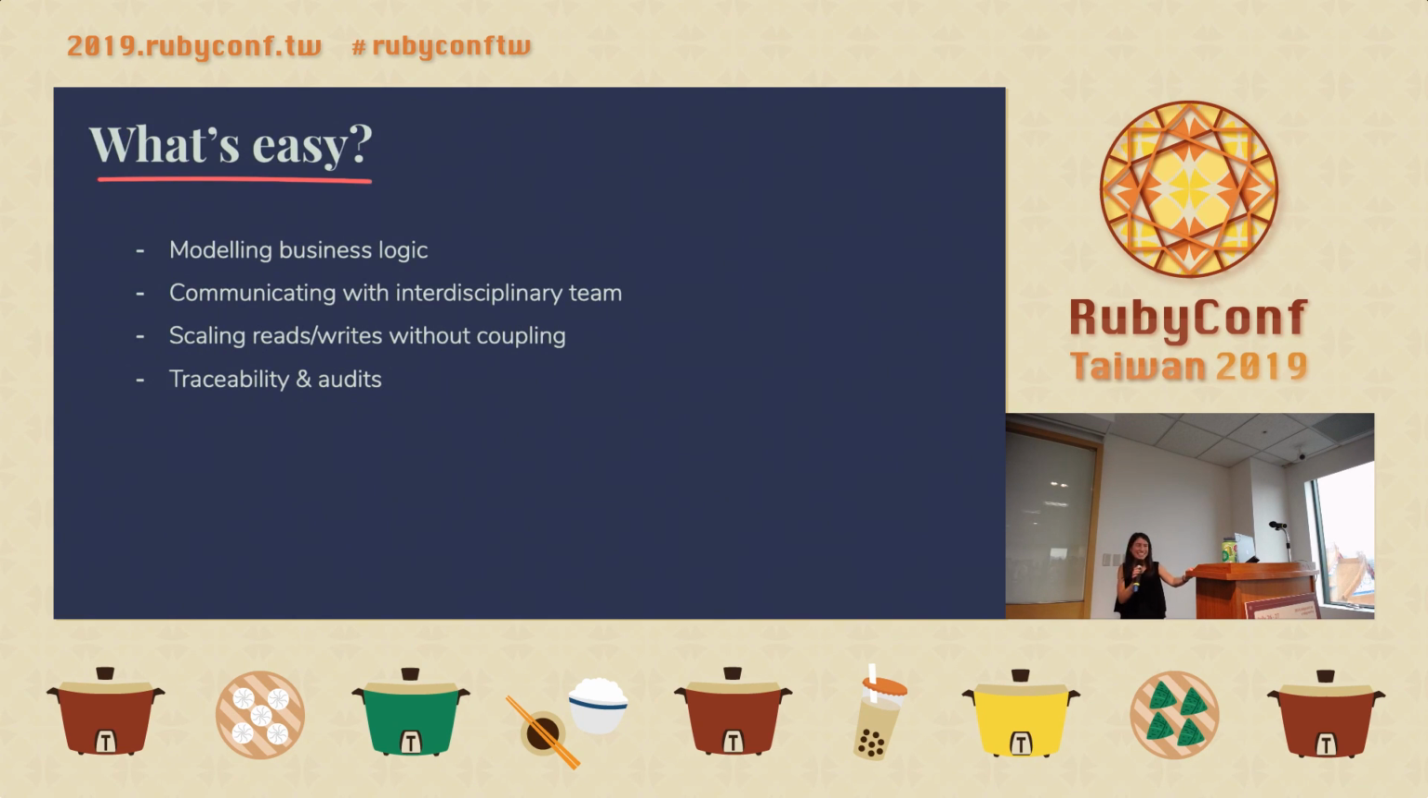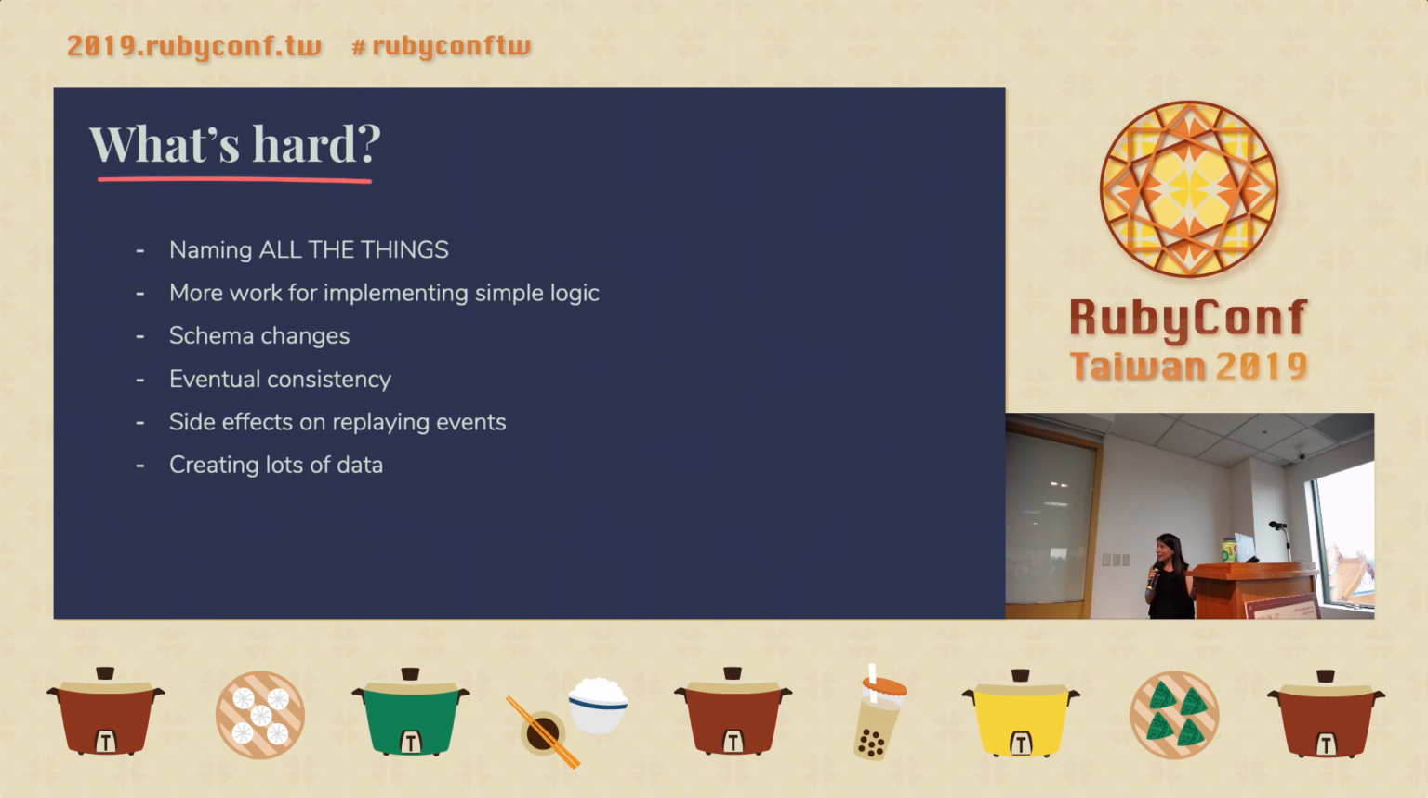Okay, that was a lot. Let's recap. What was easy? We have a new way of isolating and modeling the business logic in our system in a way that perhaps some argue better represents the real world. We have this new universal language for communicating with an interdisciplinary team. We have the ability to scale the read and write side of our application without tight coupling. And we get things like historical traceability and auditability for free.